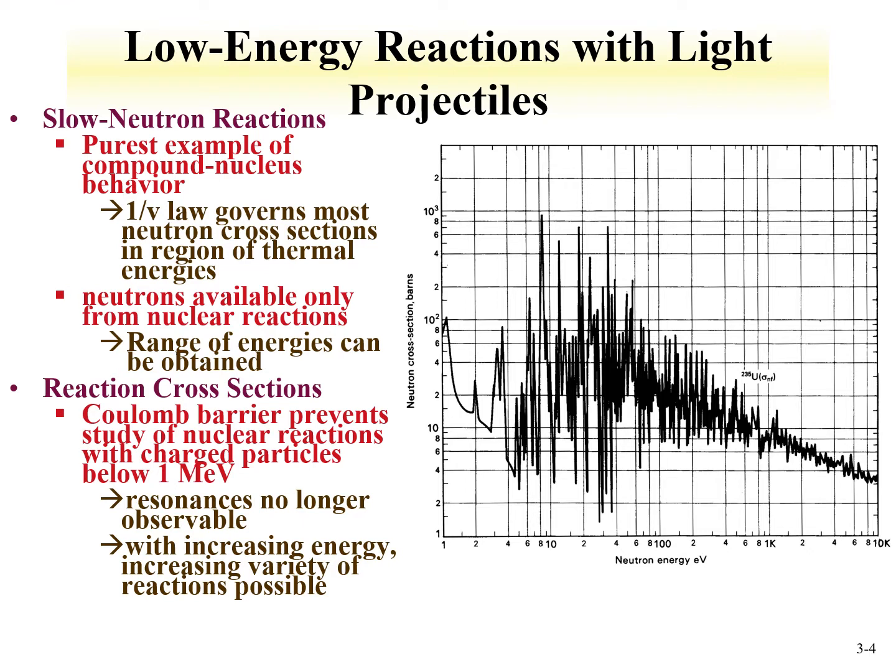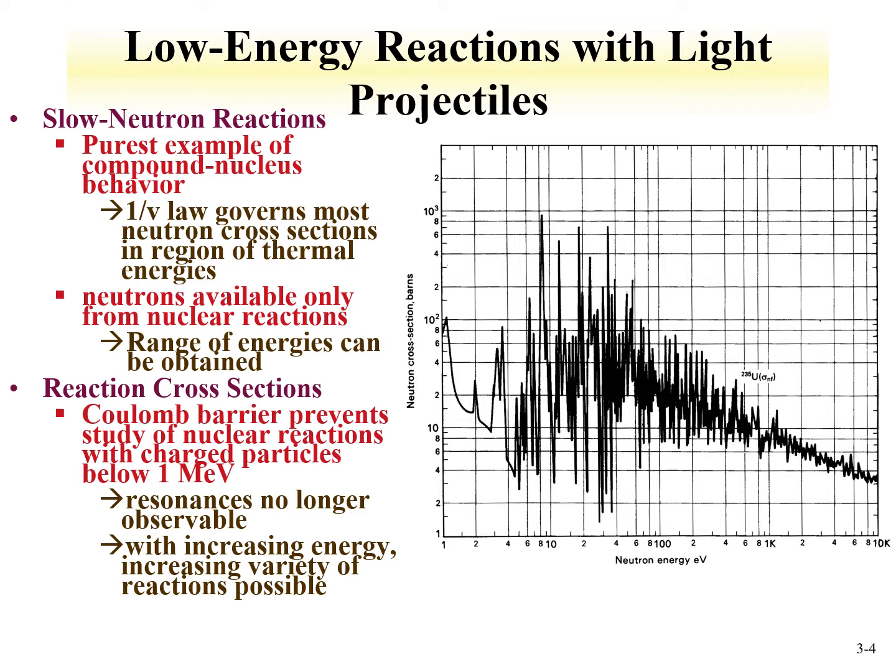Now, the reaction cross sections, as we see from the data here, vary. They generally start high and go low, but there are resonance peaks throughout the energy regime that is examined, in this case for the fission of uranium-235 by thermal neutrons.